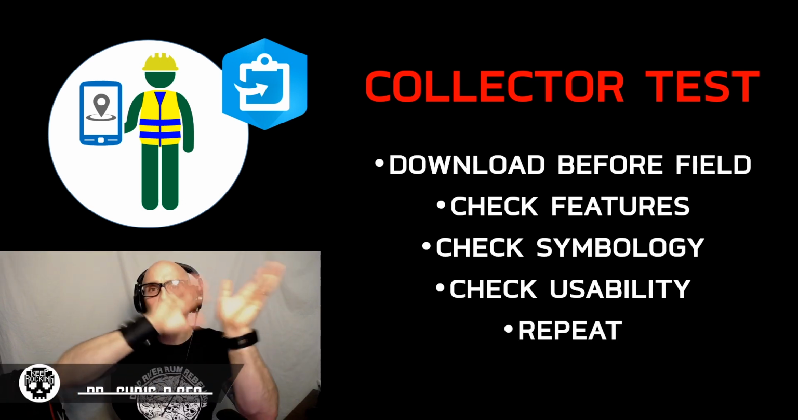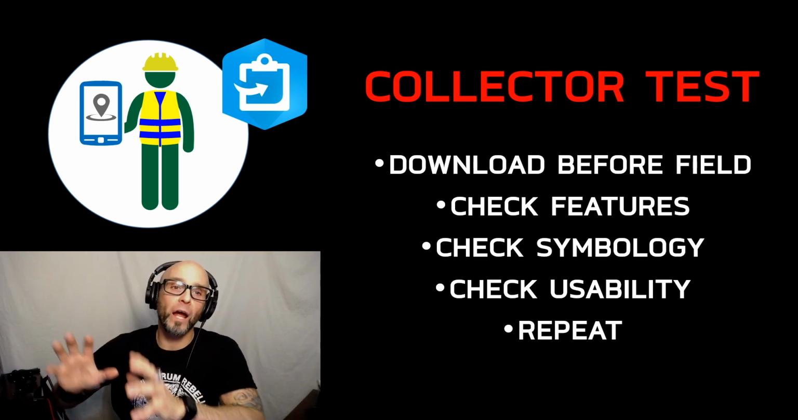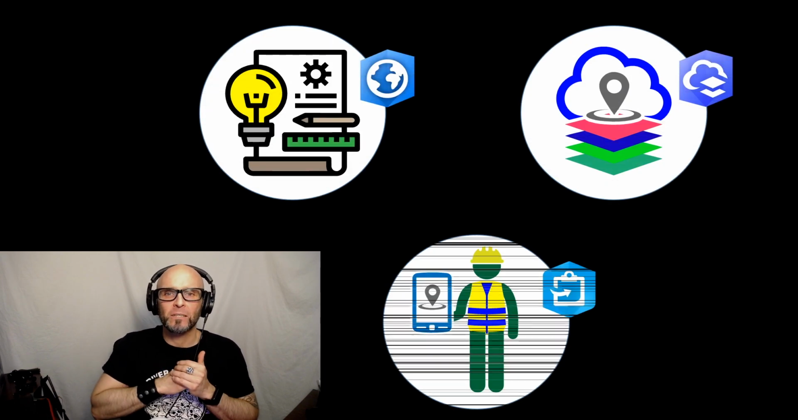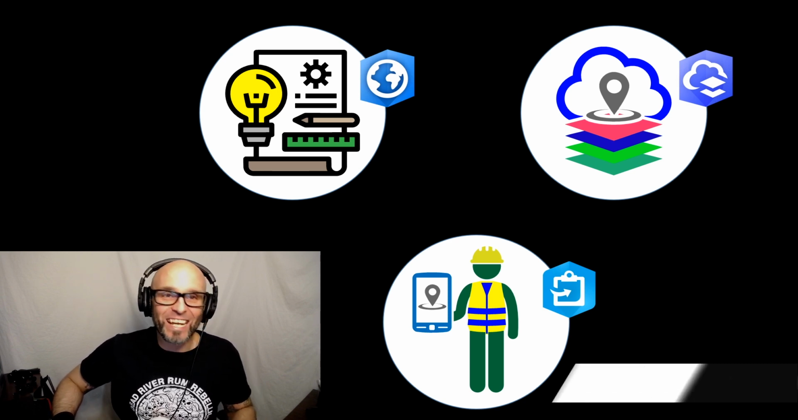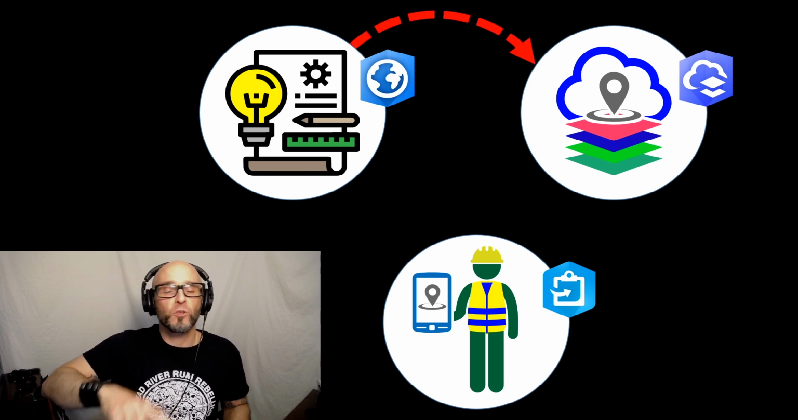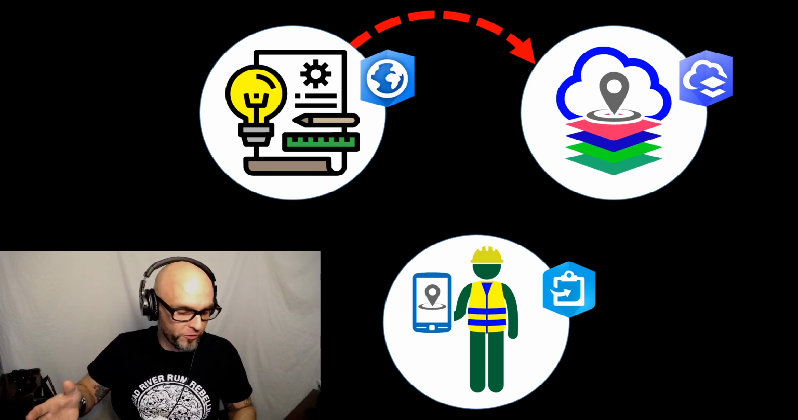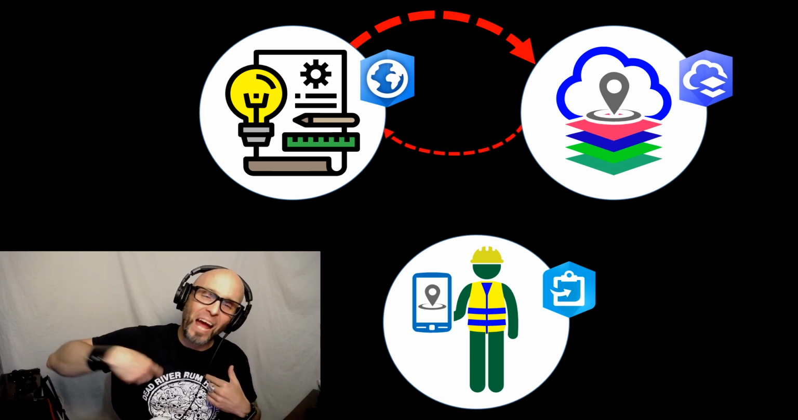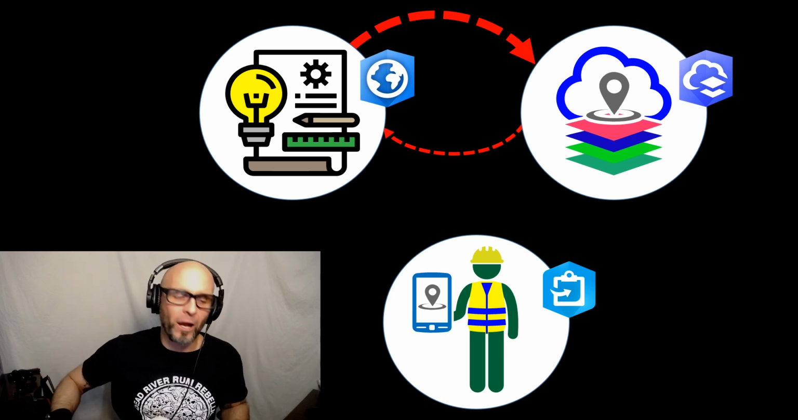Next, you repeat this. Now, how do you repeat this all together? Because you've got to go from Pro, Online, Collector. Well, it looks something a little bit like this. Start off in ArcGIS Pro, asking your questions, setting up your features, setting up your domains. Share it online to ArcGIS Online. You check all the features, you check all the symbology, and then for me, I like coming back to ArcGIS Pro, doing the fix-ups there, and sharing it back online once again.